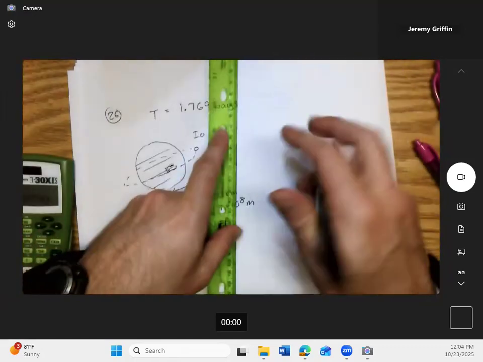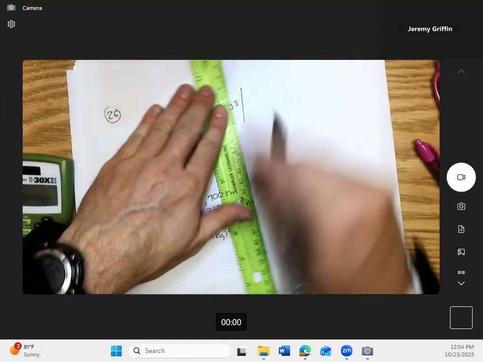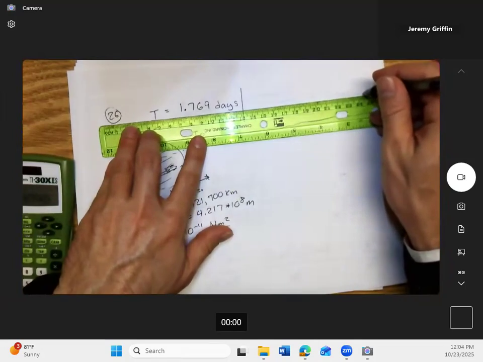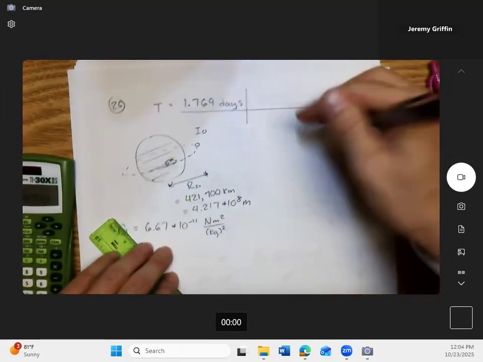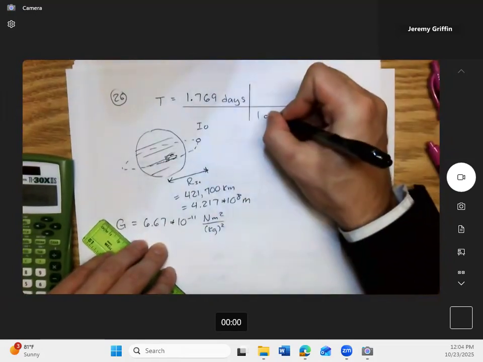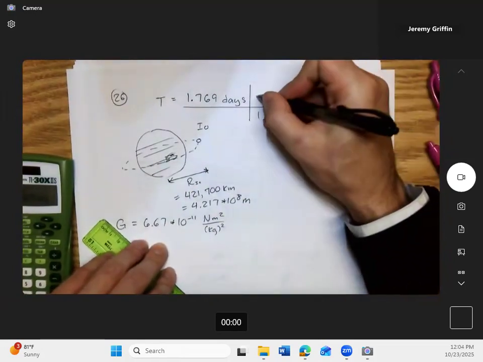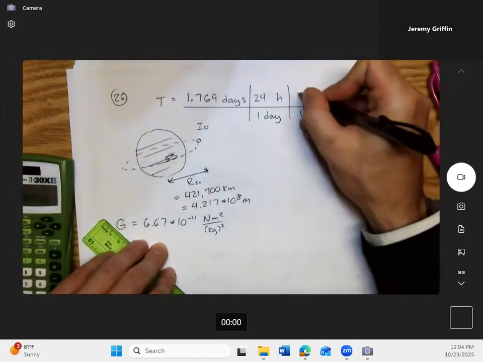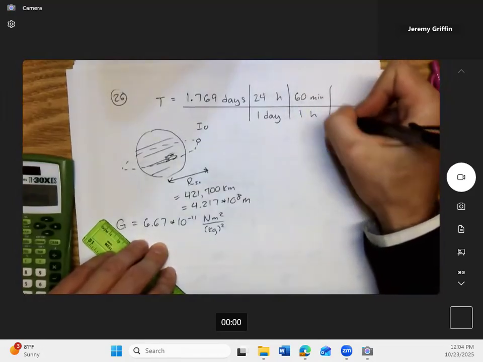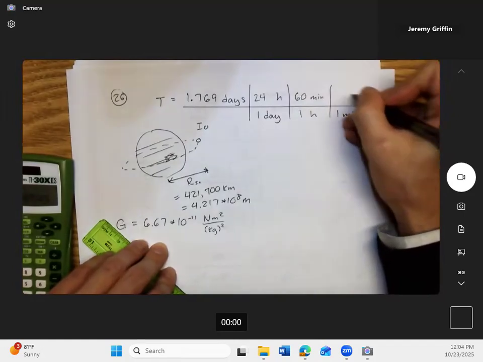And then how about days? Let's turn this into, guys, when we get to calculation, we don't want time in days, we want time in what? Seconds. Now this is all in terms of Earth time. So 1 day would be equal to what? 24 hours, 1 hour, 60 minutes, 1 minute, 60 seconds.